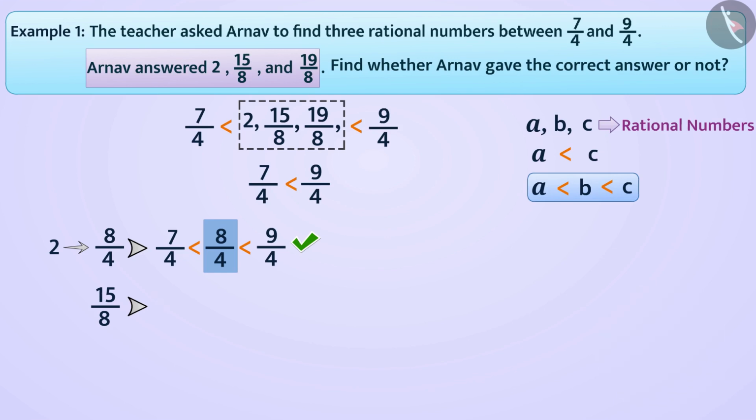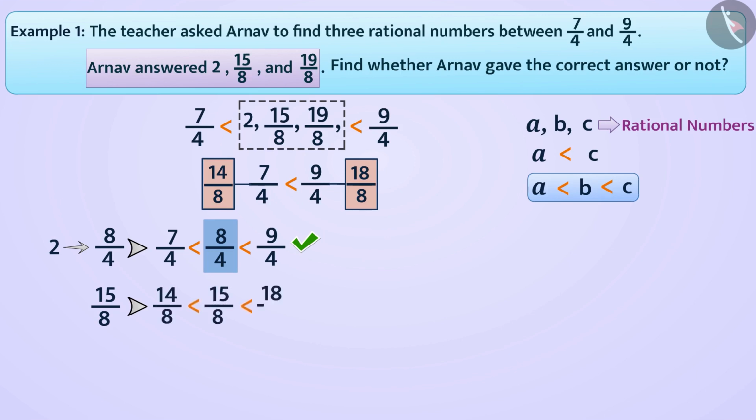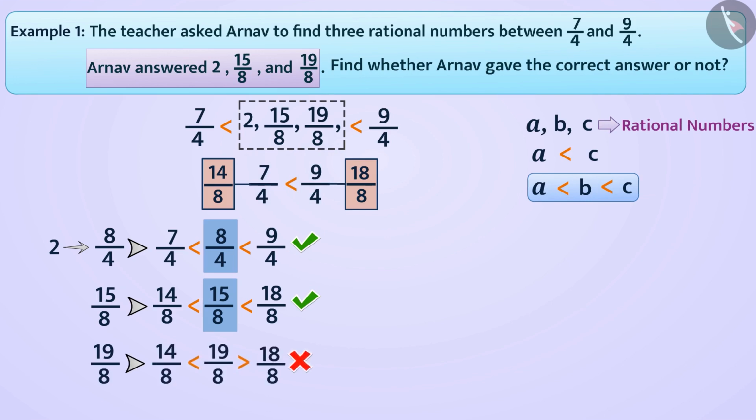Absolutely true. If we write 7 by 4 as 14 by 8 and 9 by 4 as 18 by 8, then we know that 14 by 8 is less than 15 by 8 is less than 18 by 8. Therefore, 15 by 8 is also a rational number between 7 by 4 and 9 by 4. If we talk about 19 by 8, then this is greater than both 14 by 8 and 18 by 8. Therefore, this is not a rational number between 7 by 4 and 9 by 4. Therefore, Arnav's answer is wrong.